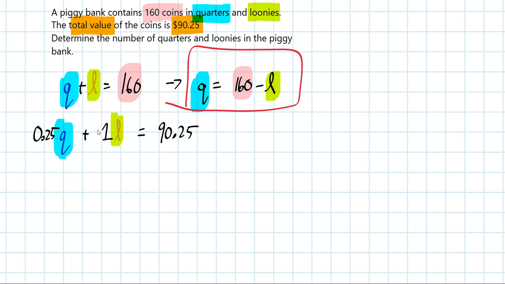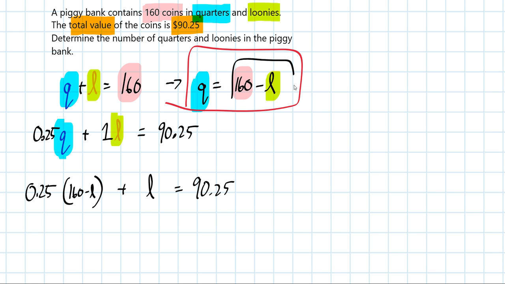Let's try. So I see a Q here. Let's try substituting in. So I've got 0.25 times Q plus 1L, which I'm just going to write as L, 1L is just L, is equal to 90.25. Instead of Q, I'm going to write in what Q is worth. Q is worth, we have up here, 160 minus L. So this was just a Q a second ago, but now I'm saying, well, I know what Q is. It's the same as that. So I'm going to put it in there.